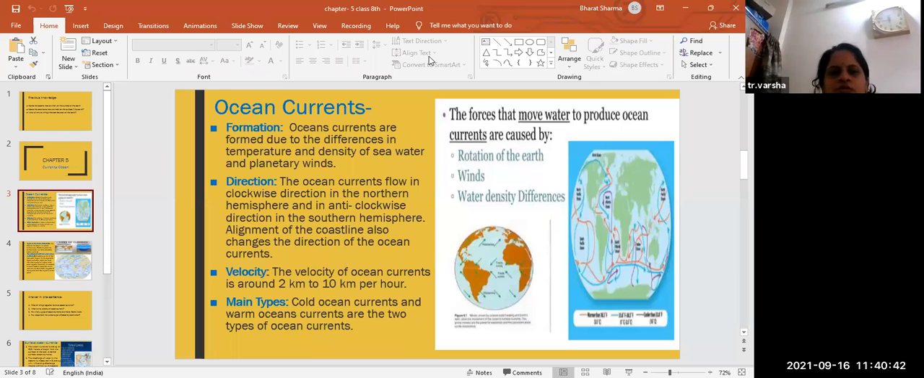Now let us see what there is in the ocean currents. First, we are going to see the formation of the ocean currents. Ocean currents are formed due to the difference in the temperature and density of seawater and the planetary winds. Now, children, about this, we have already studied what planetary winds are.